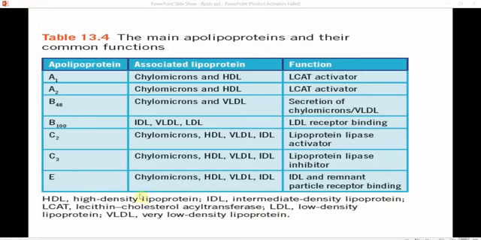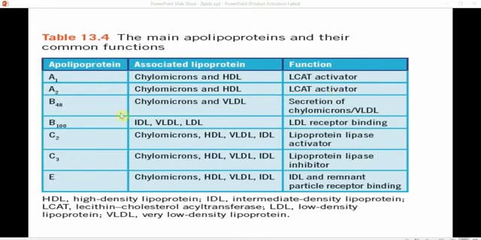This table summarizes the types of apolipoproteins and their common and important functions. ApoA occurs in several subclasses, as I mentioned earlier. ApoA1, found in the chylomicrons and HDL, acts as LCAT activator, lecithin cholesterol acyl transferase activator. ApoA2, also found in chylomicron and HDL, also acts as LCAT activator.